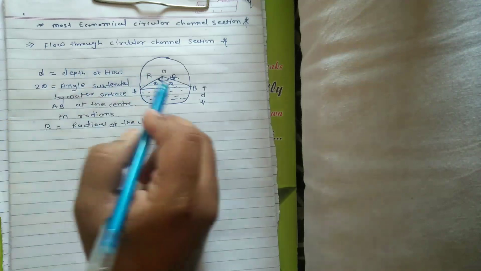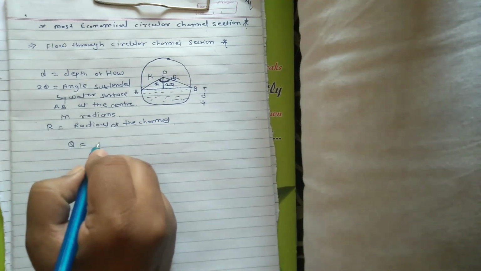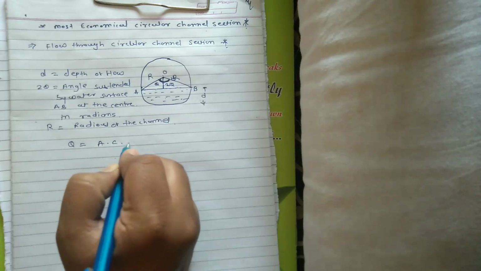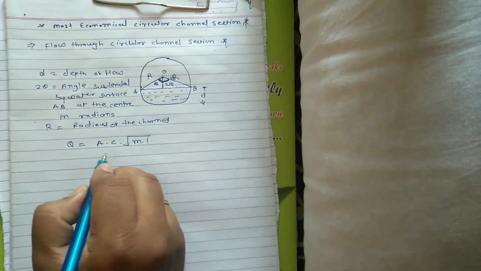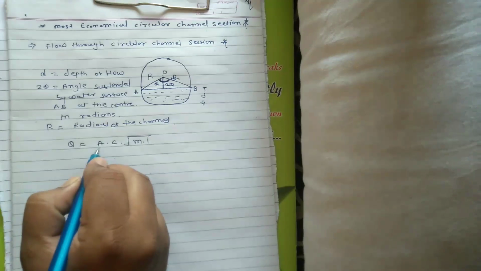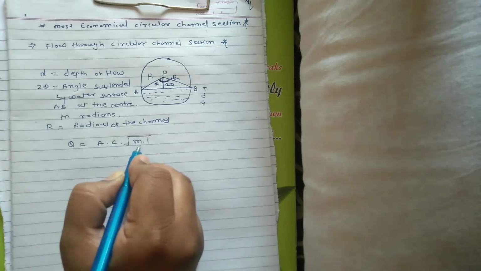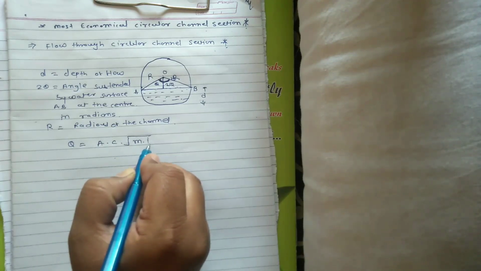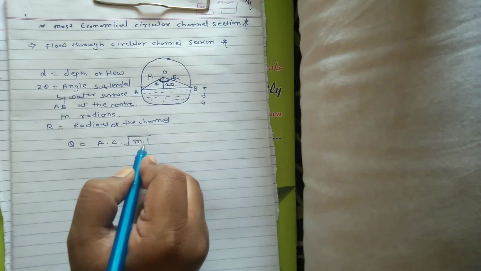We have to determine how much is the discharge through this circular channel. Now we know, as per Chezy's equation, what is the discharge? Q is equal to A into C square root of M into I, right? So in this, what is A? A is the area of the flow, C is Chezy's constant, M is the hydraulic mean depth, I is the bed slope, right? Now this C and I will be given to us, right?